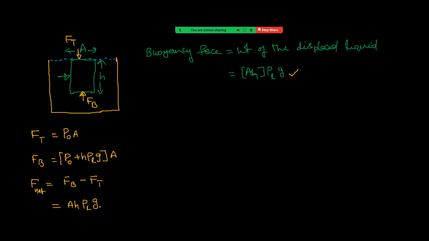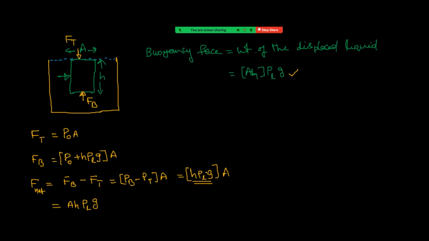And you can see this force is because of the pressure difference. This is nothing but pressure at the bottom minus pressure at the top into cross section area. And this pressure difference is because of gravity. P at bottom minus P at top is equal to H rho L into G into A.